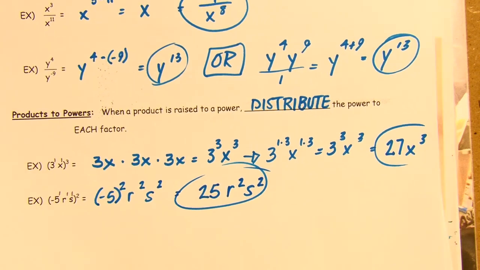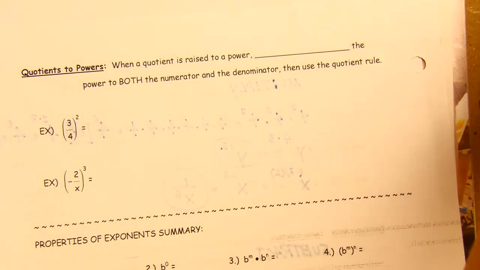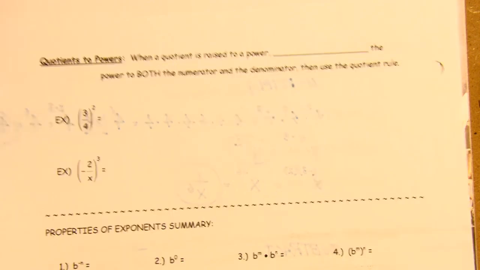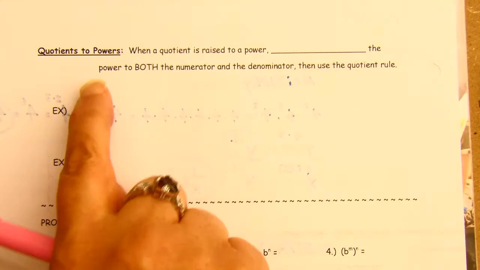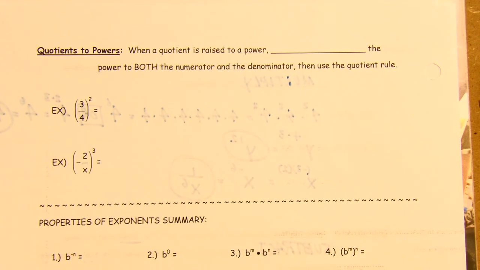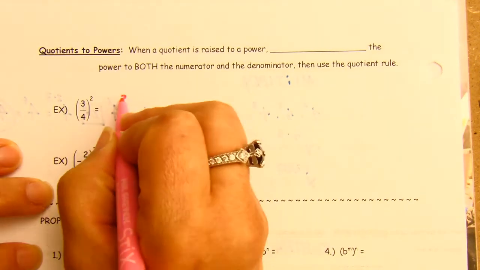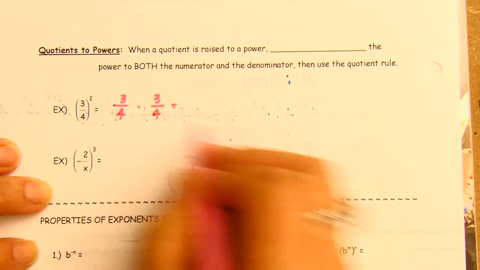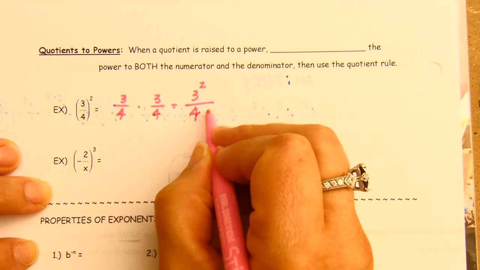Okay, side 2. Quotients to powers. Now here I've got a quotient, 3/4 raised to the power of 2. When a quotient is raised to a power, what do you do? You apply the power to both the numerator and the denominator. Well, multiplication and division are inverses, so it would make sense that this same thing would apply. Let's see. 3/4 squared really means 3/4 times 3/4. And 3 times 3 really means 3 squared, and 4 times 4 really means 4 squared.